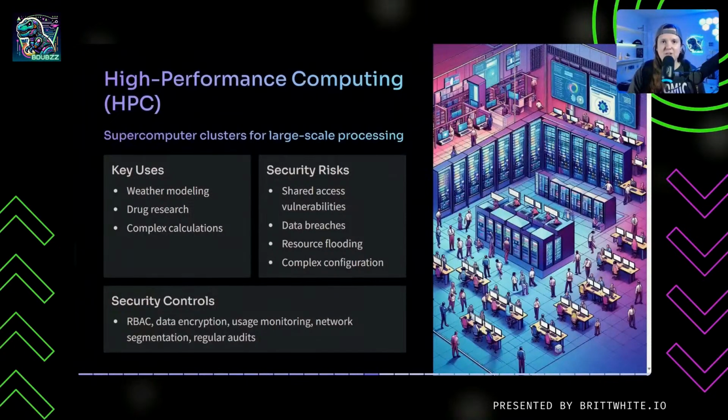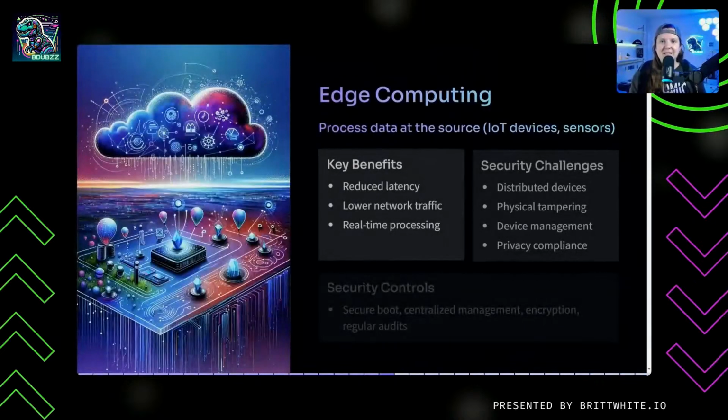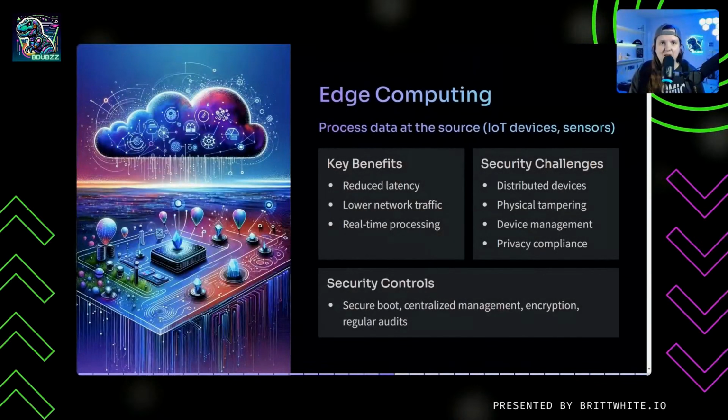Now let's cut closer to the action with edge computing. So edge computing, this is where data gets processed right where it's born. Think your smartwatch crunching fitness stats or a factory sensor tracking production in real time. Instead of shipping every byte to a far-off cloud, edge computing keeps things local. It's lightning fast and cuts network traffic. Perfect for stuff like self-driving cars that can't wait a second to react. But here's the challenges.